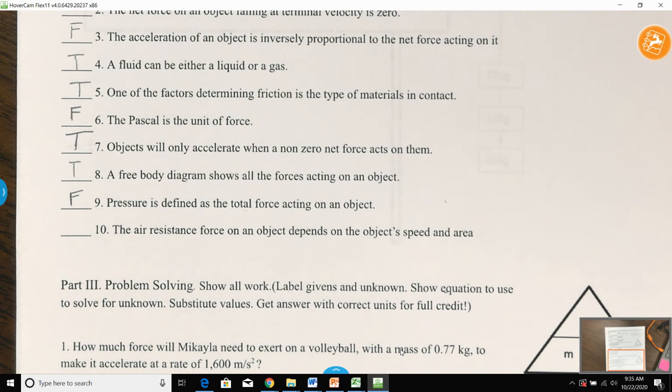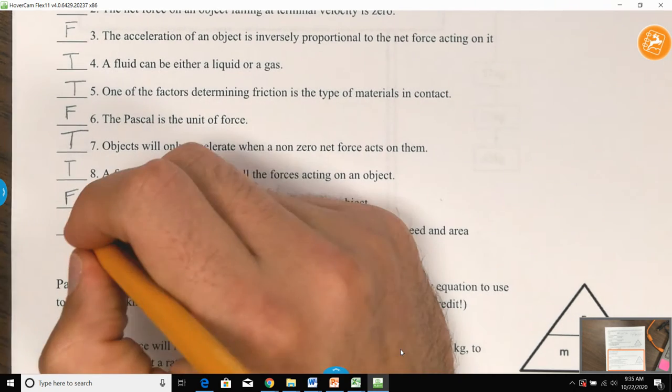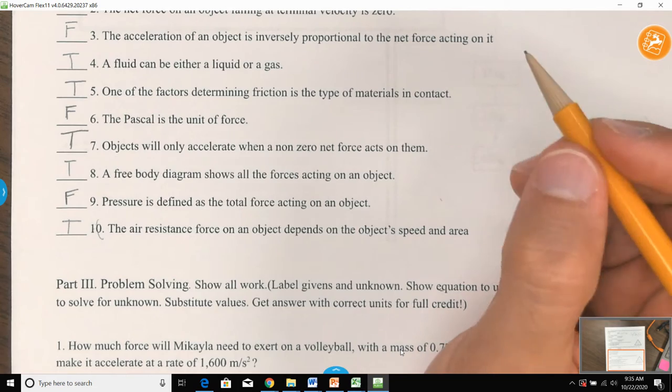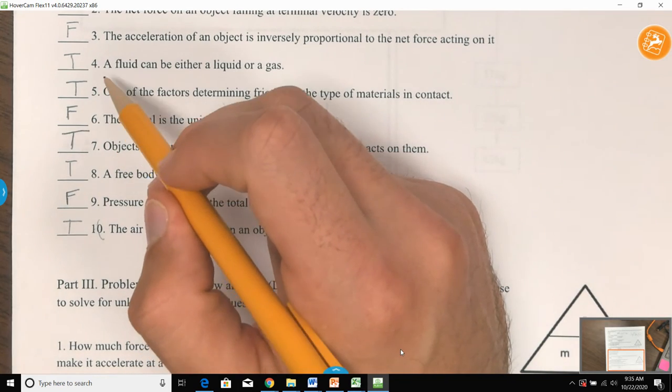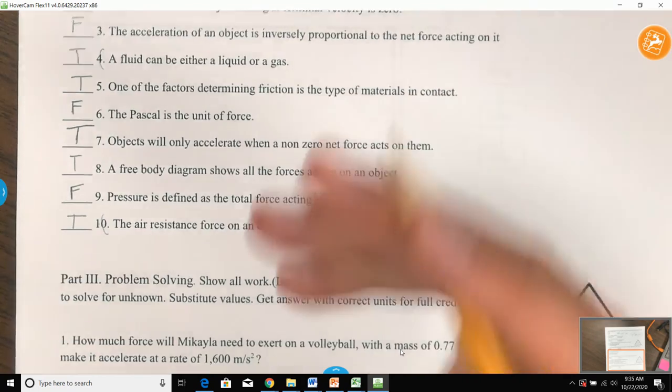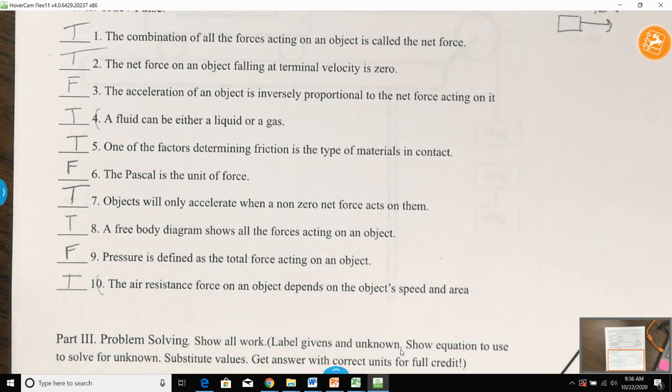Number 10. The air resistance force of an object depends on the object's speed and area. That would be true. But you're really not going to need to worry about that for the tests or for everything else.